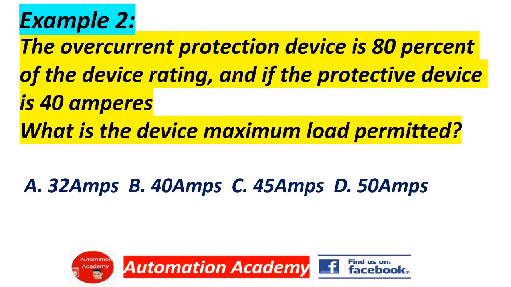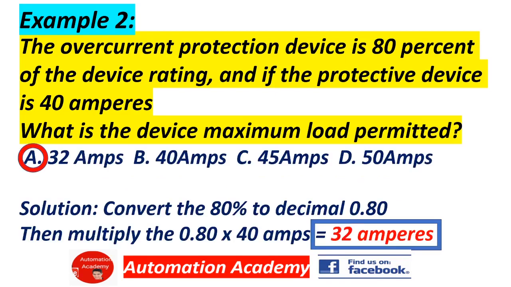Example number 2. The overcurrent protection device is 80% of the device rating, and if the protective device is 40 amps, what is the device maximum load permitted? Answer A, 32 amps. Solution: convert the 80% to decimal, 0.80, then multiply the 0.80 by 40 amps. The answer is 32 amps.